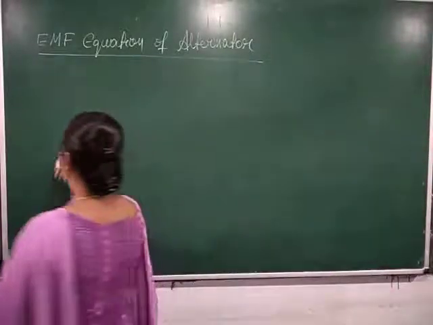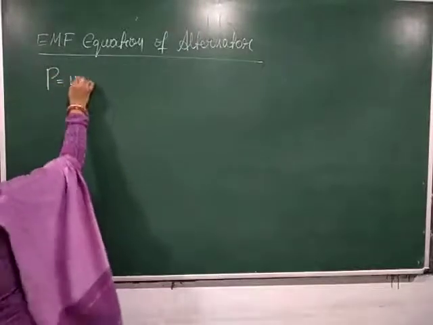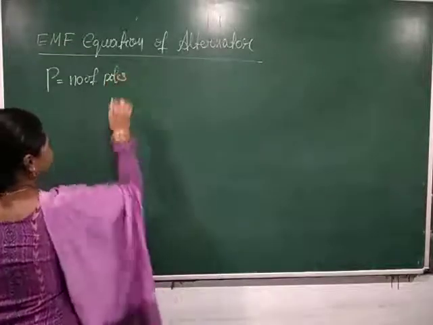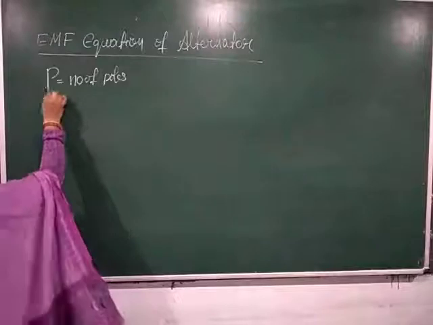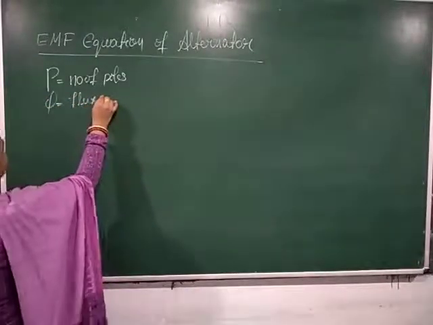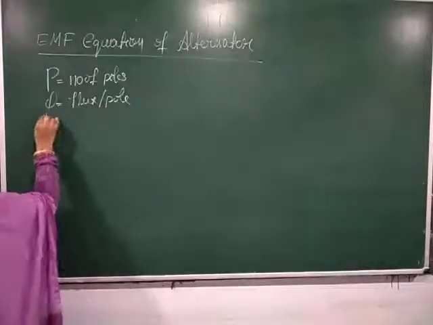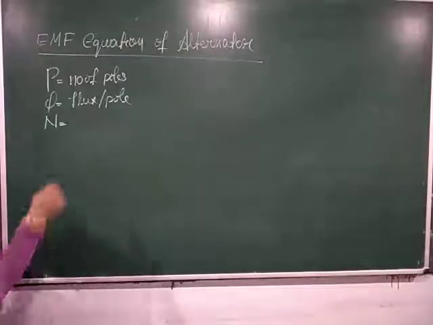First, let P be the number of poles present in an alternator. Phi is the total flux per pole. N is the rotational speed in revolutions per minute.